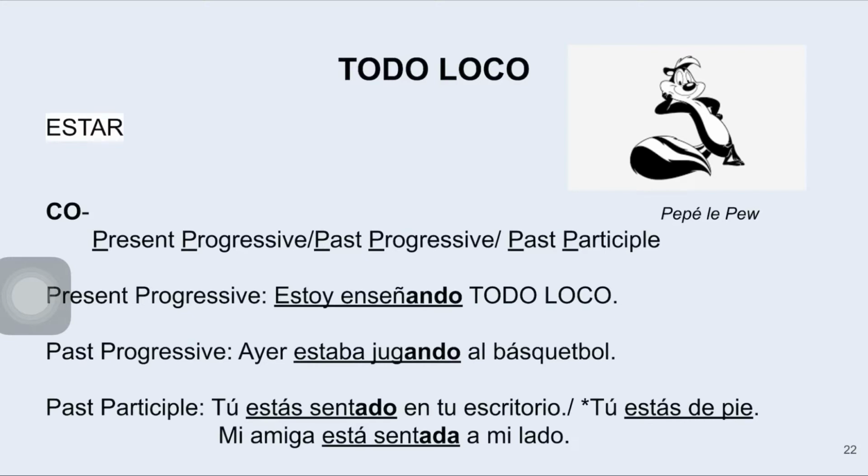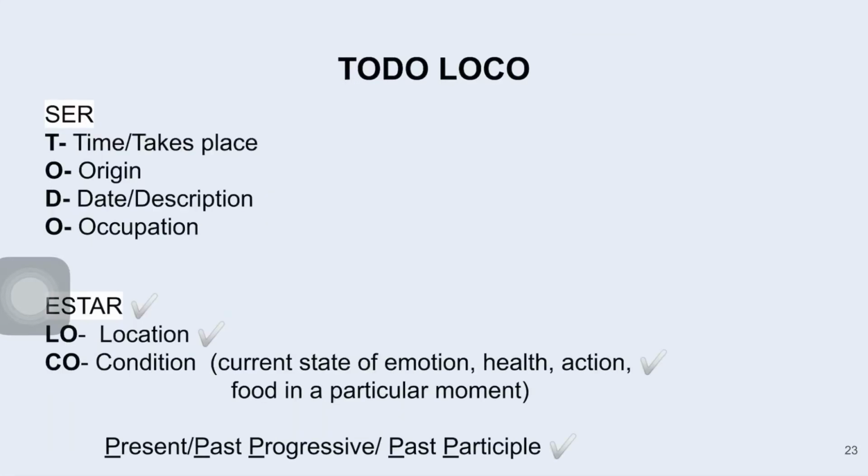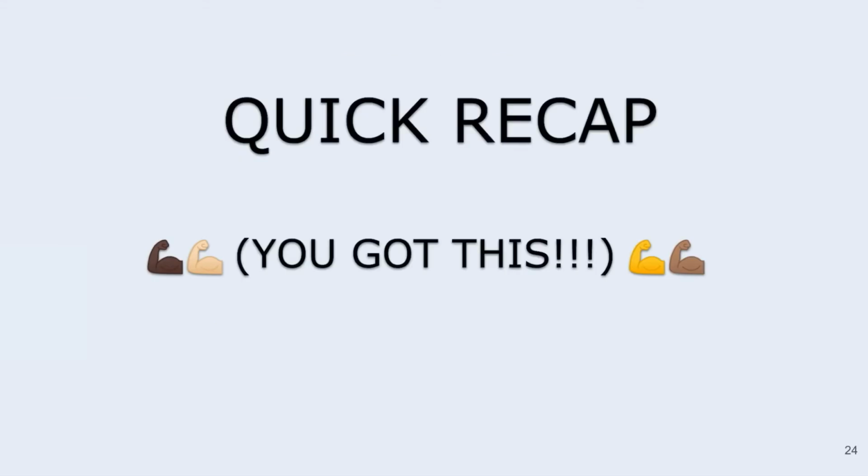I wanted to put an asterisk here to point out that the opposite of to be seated is to be by foot. Literally to be by foot or of foot. Tú estás de pie. Tú estás de pie is to be standing. And look, we got through a star. Lo for location, co for condition, subcategories, current state of emotion, health, action, food in a particular moment, and Pepe, present, past progressive, or past participle. All right, now for the quick recap. You got this. Let's take this to the whiteboard.